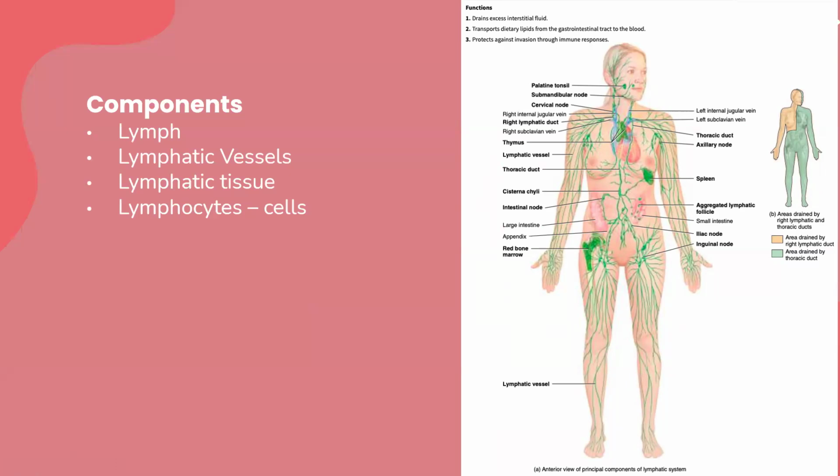So lymphatic vessels, basically, they're the ones that transport the lymph, while lymphatic tissues are specialized forms of reticular connective tissue that contains a large number of these lymphocytes, or the main cells of the lymphatic system. They are agranular white blood cells, and we have two types of lymphocytes. We have B and T lymphocytes, and we'll talk about those later.